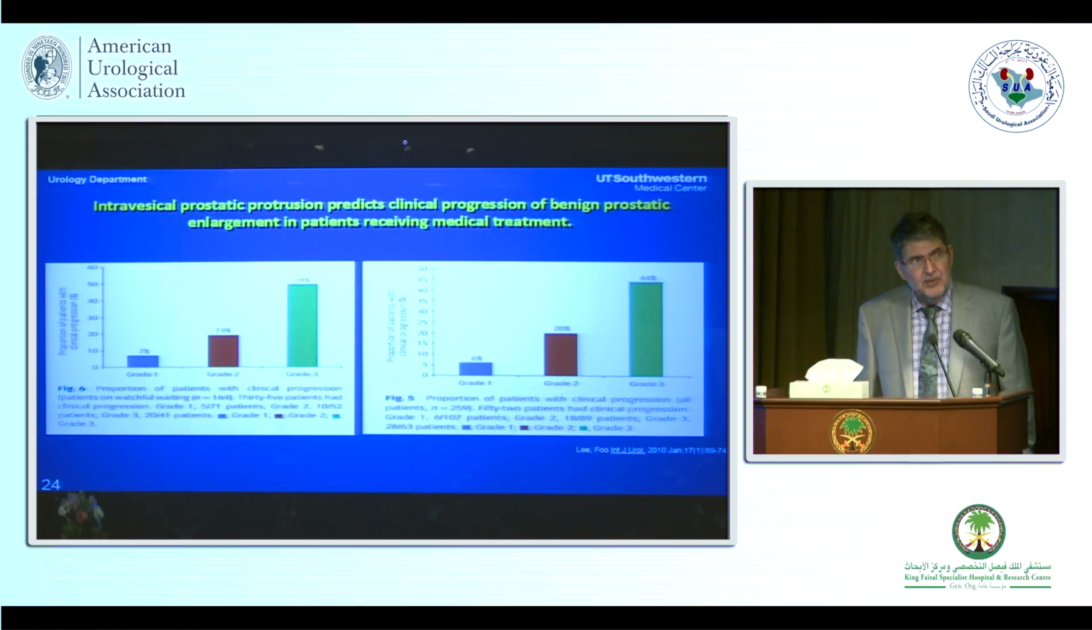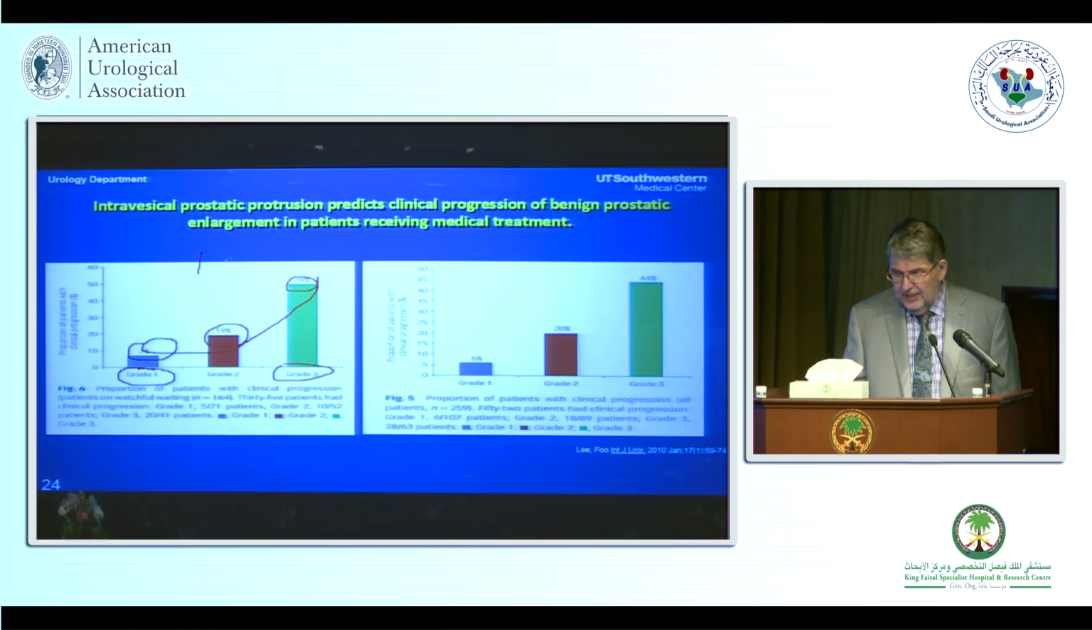This is a paper from 2010, again from Dr. Fu's home institution, where he asked the question about clinical progression in patients on active surveillance. These are patients here on the left-hand side. They are not medically treated. And depending on the grade of their protrusion, they progressed between 7 to 19 to 49%.